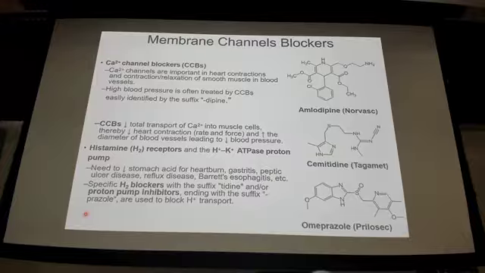So there are certain drugs that target membrane channels. And so in this case, they're membrane channel blockers. We're going to talk about 3 different types.